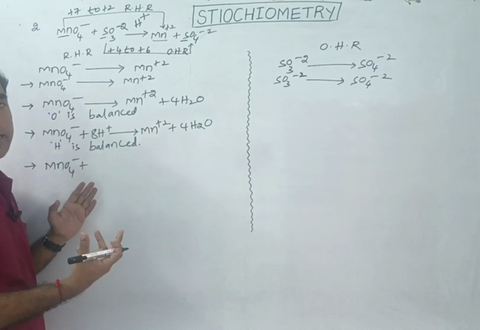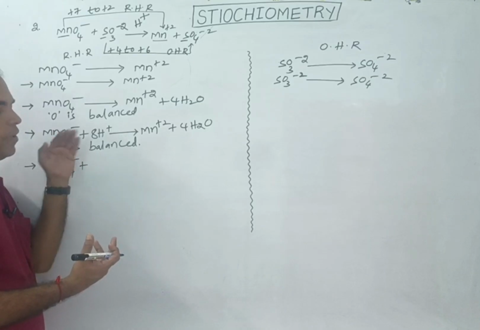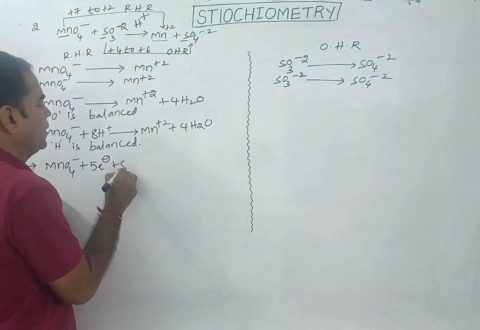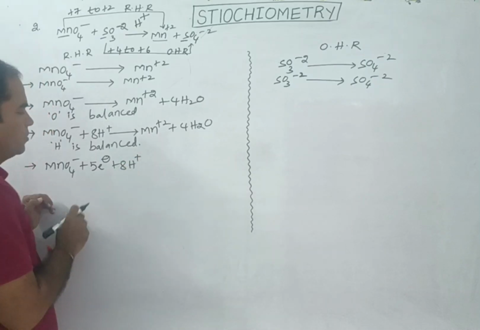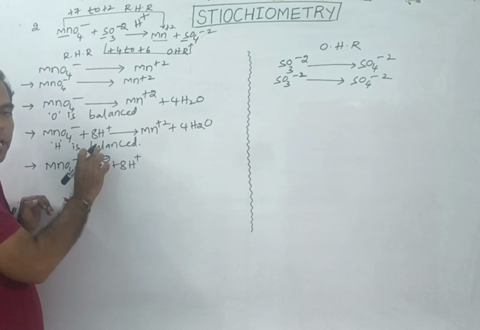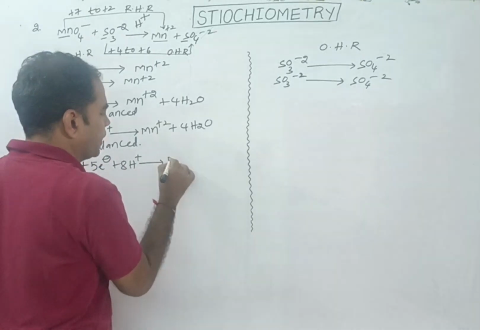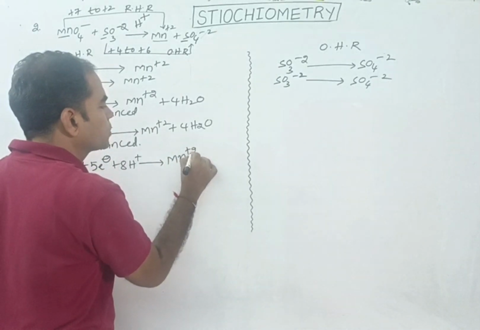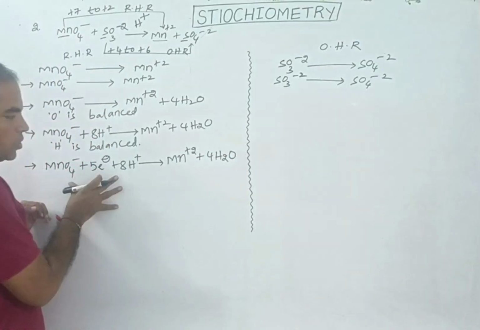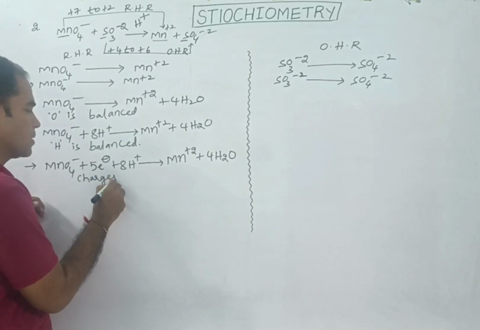How many electrons are added? Here 5 electrons. 5 electrons plus 8H⁺. Observe the total net charge, 8 positive, 1 negative, that means 7 positive. 5 electrons means 5 negative. Total net charge is +2. Now this side, Mn²⁺ plus 4H2O. Here +2 charge, +2 charge. Charges are balanced.